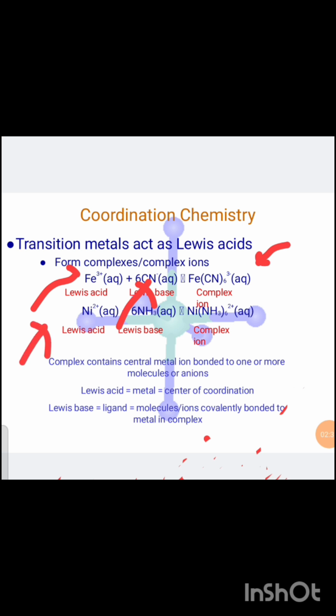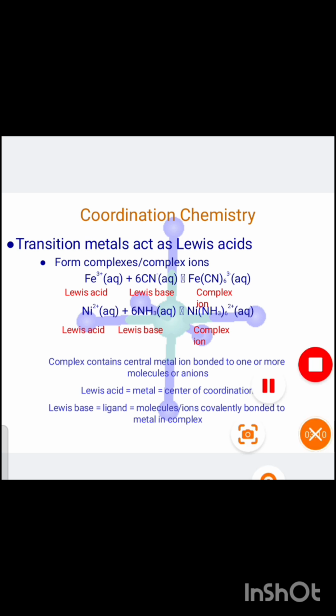The second one is the Lewis acid, it is nickel 2+, and when combined with the Lewis base, meaning ammonia, they form the complex ion. You can see [Ni(NH3)6]2+ is formed. So this complex contains the central metal ion bonded to one or more molecules or anions, and these are called ligands, or you can say Lewis bases.